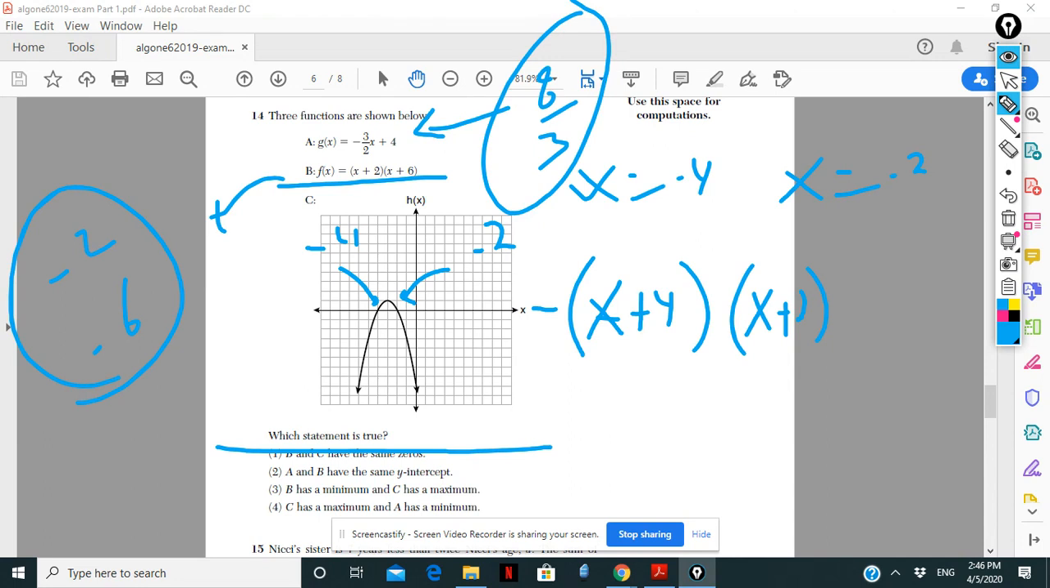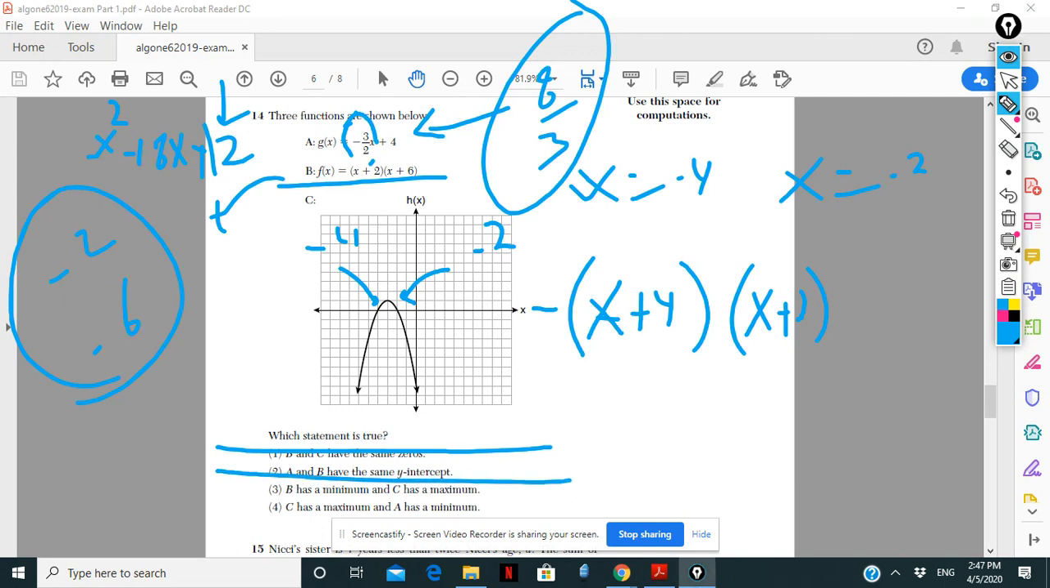Okay. A and B have the same y-intercept. The y-intercept here is negative 3 over 2. For the function B, if you expand, it's going to be x squared plus 8x plus 12. In that case, the y-intercept is 12. They don't have the same y-intercept.